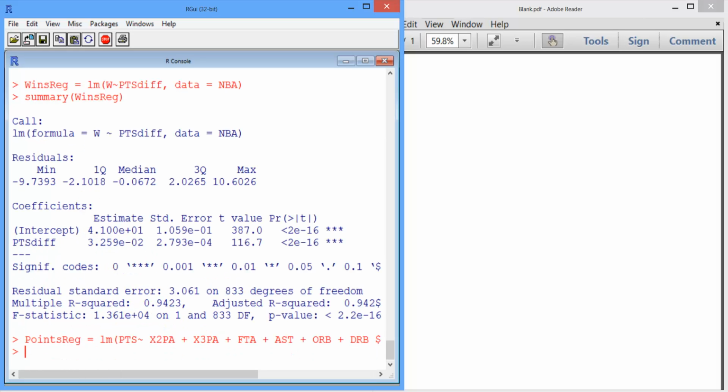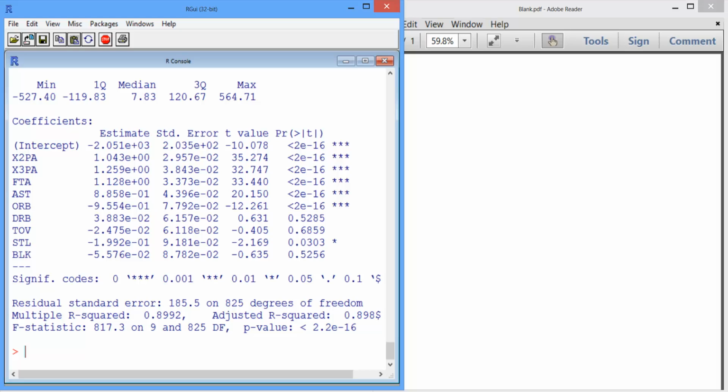All right, so we've created our points regression model. Let's take a look at the summary. Always the first thing you should do. Okay, so taking a look at this, we can see that some of our variables are indeed very, very significant. Others are less significant. For example, steal only has one significant star. And some don't seem to be significant at all. For example, defensive rebounds, turnovers, and blocks. We do have a pretty good R-squared value, 0.8992, so it shows that there really is a linear relationship between points and all of these baseball statistics.